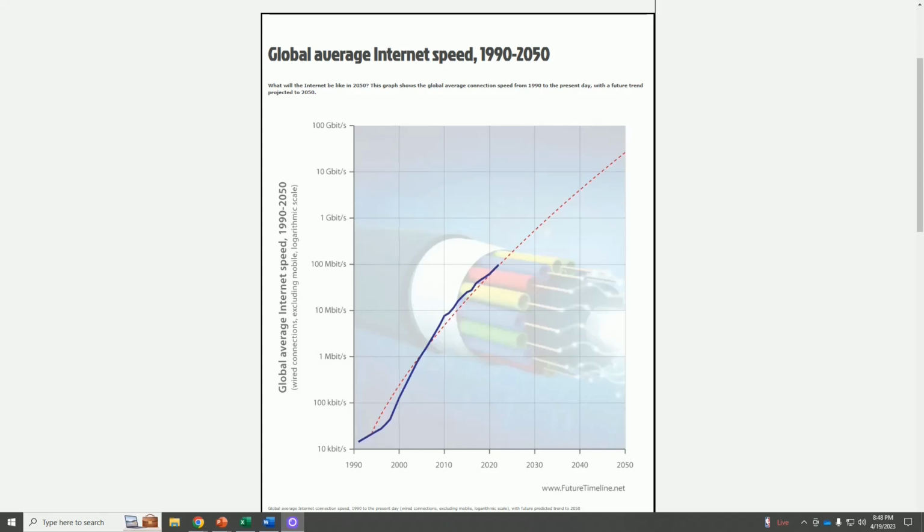Now for this next chart, we look at global average internet speeds 1990 to present with a trend line extending all the way up to 2050. This is a chart that is interesting for a couple of different reasons. I've made a much more detailed video about this chart and the historical implications of it in this tag up here in the upper right hand corner.